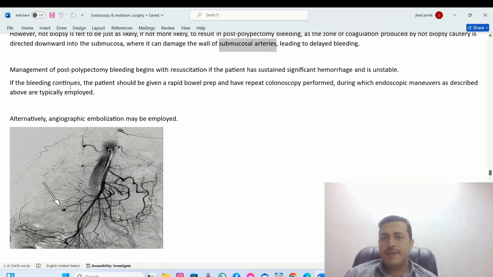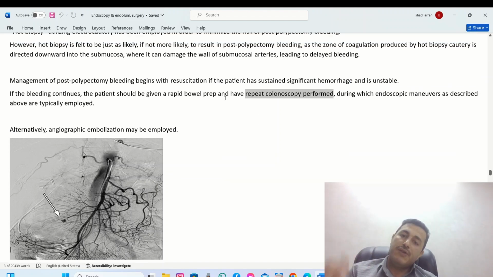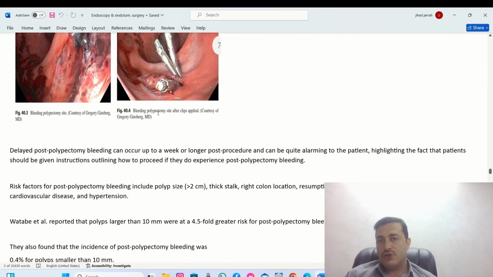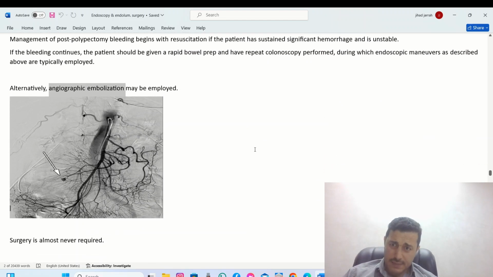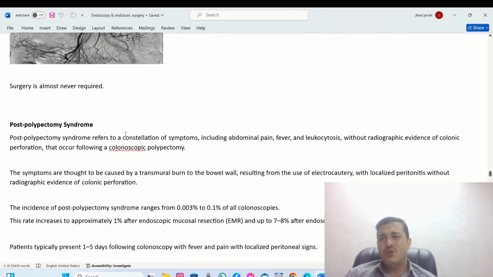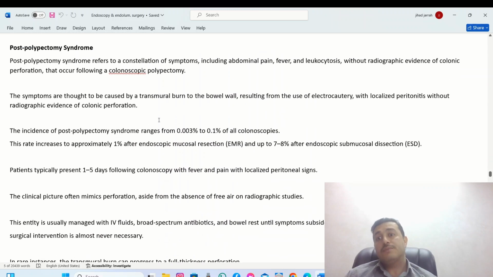What else can we manage? Resuscitation. What to do? Resuscitation. If the patient has continuous bleeding, we can repeat the colonoscopy and do the previously mentioned procedures. An alternative technique is angioembolization, and surgery is rarely required.